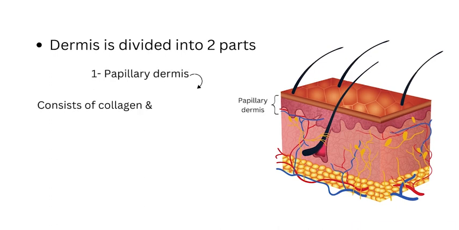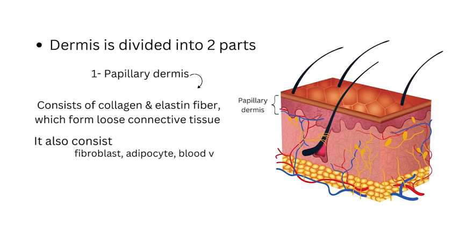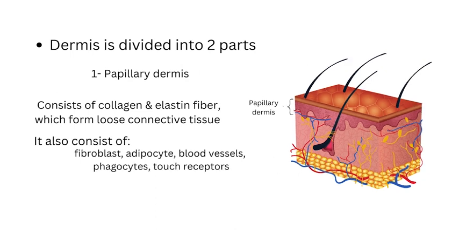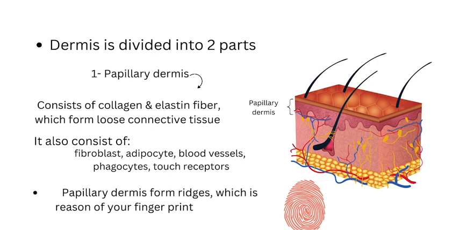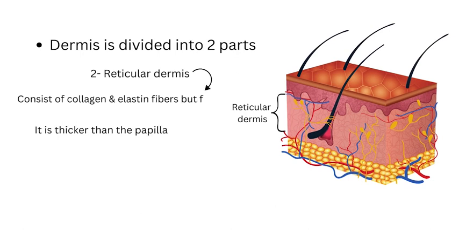Papillary dermis consists of collagen and elastin fibers and forms loose connective tissue. It also consists of fibroblasts, adipocytes, abundant blood vessels, phagocytes, and touch receptors. Papillary dermis forms ridges, which is the region of your fingerprint formation. Reticular dermis also consists of collagen and elastin fibers, but it forms a tighter meshwork. It is thicker than the papillary layer.